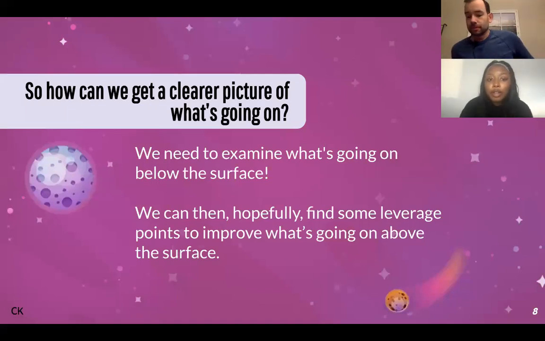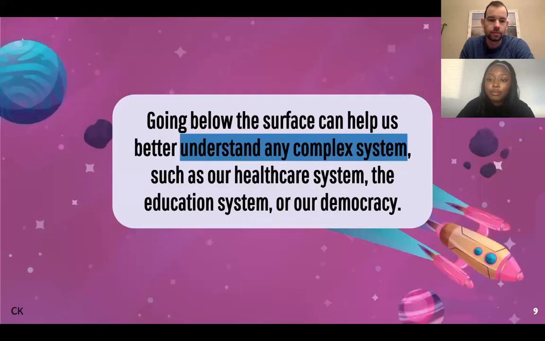So how can we get a clearer picture of what's going on? Using this metaphor, kind of continuing on with that, we need to examine what's going on beneath the surface. We can hopefully find some leverage points to improve what's going on above the surface by having a more comprehensive, full assessment and kind of looking at what's underneath as well. Going below the surface can help us better understand any complex system, such as our healthcare system, the education system, or our democracy.